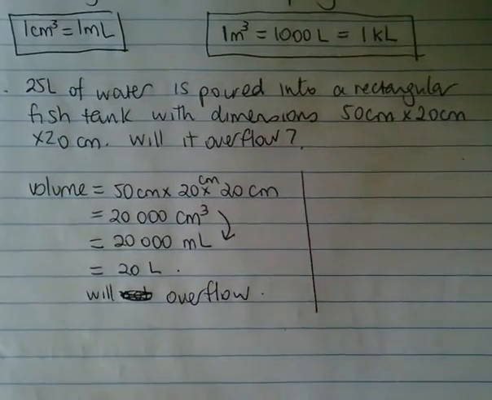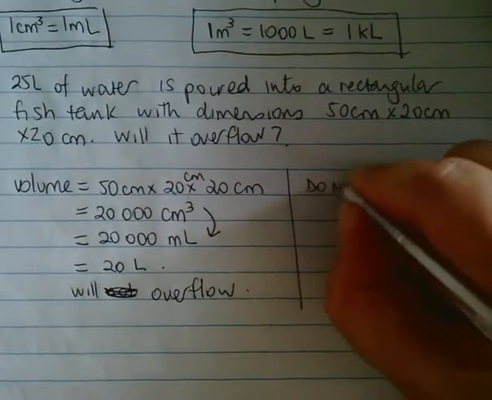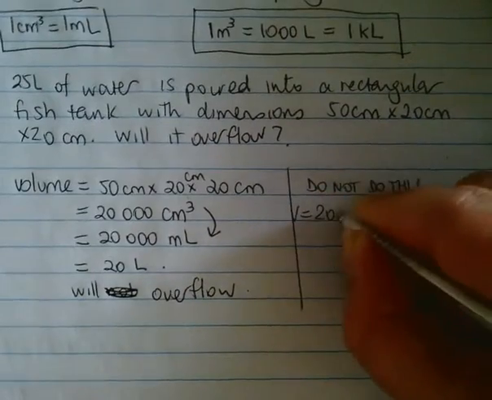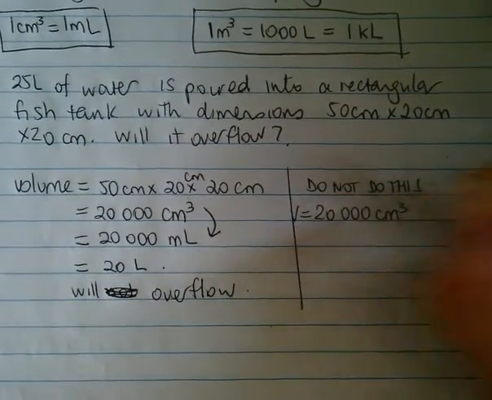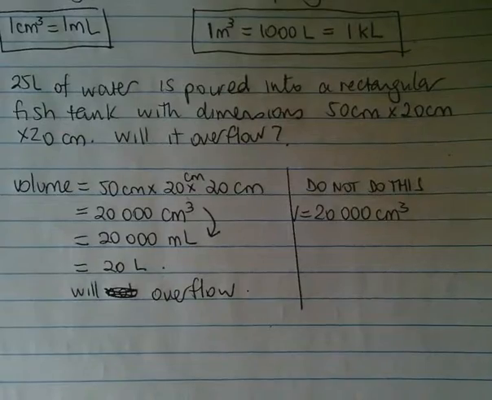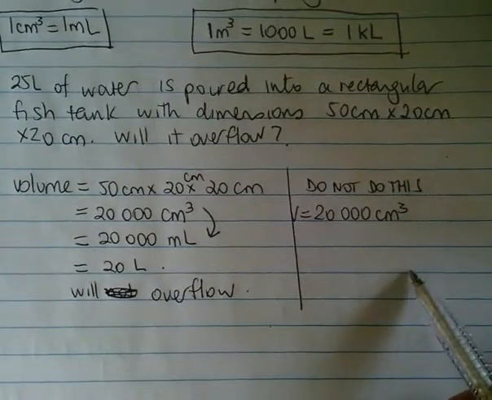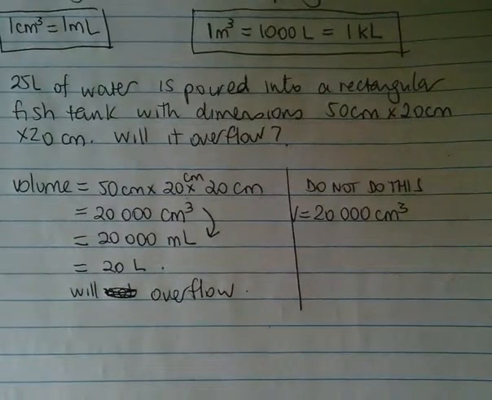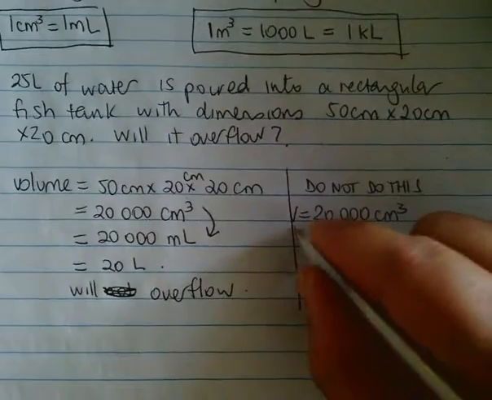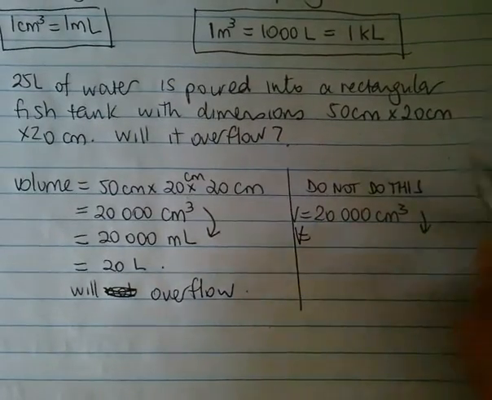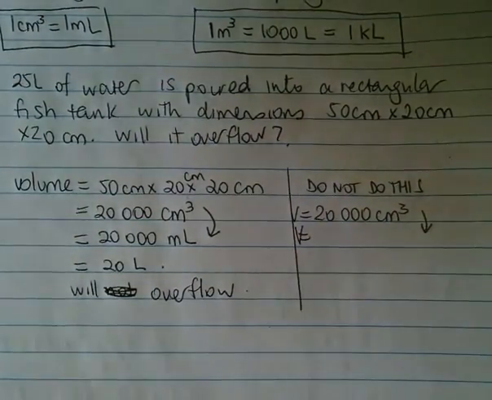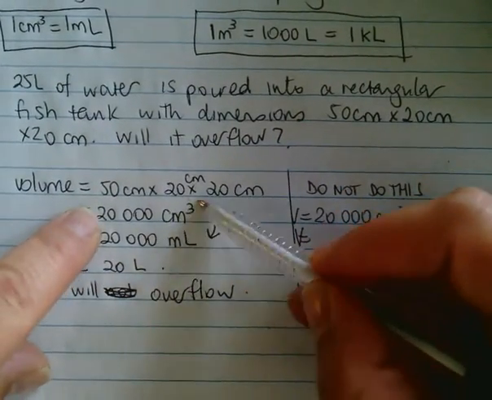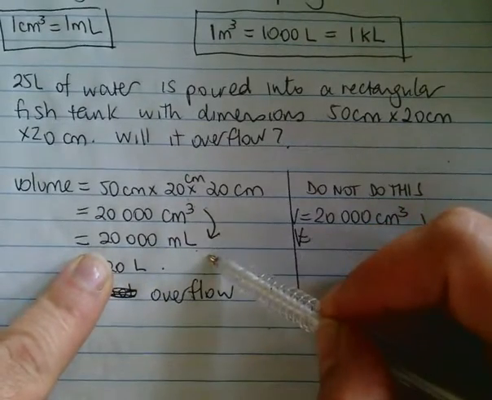So what I would not do is the following. Do not do this. So let's say we got the 20,000 centimeters cubed. I wouldn't now go to meters cubed or anything. But how would you change that to meters cubed anyway? How do you change centimeters cubed to meters cubed? How many times? That's right. So don't do this. Don't go and convert it to meters cubed. Because why? You've already got the correct units here, centimeters cubed to mils. Do you see what I'm saying?